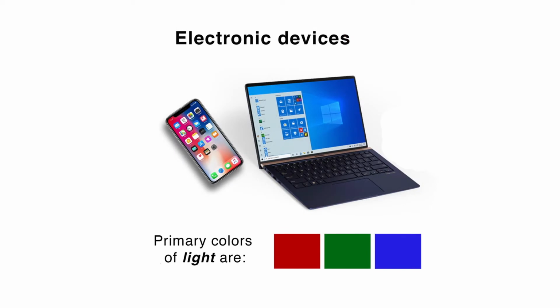The primary colors of light are red, green, and blue. TVs and electronic devices produce color by emitting light from their screens. Because the primary colors of light are added together to produce new hues, we call this additive color.